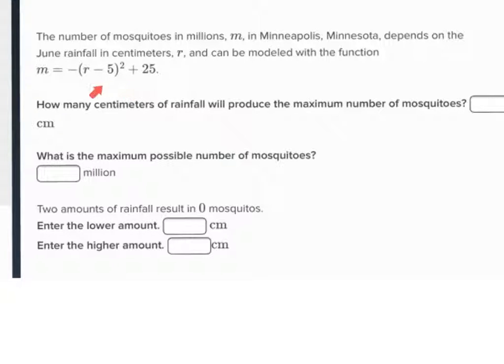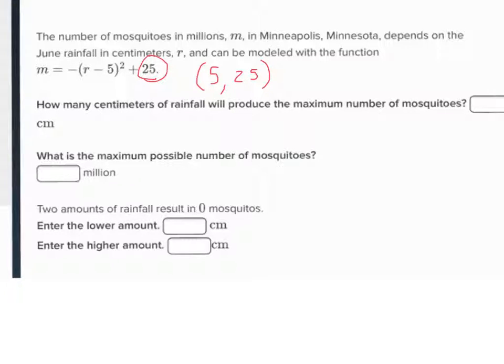And so this is in vertex form. And when you have a quadratic equation in vertex form, you take what will make what's inside the parentheses 0, which is 5. And then the number on the outside will be the second part of your vertex. So (5, 25) is my vertex.